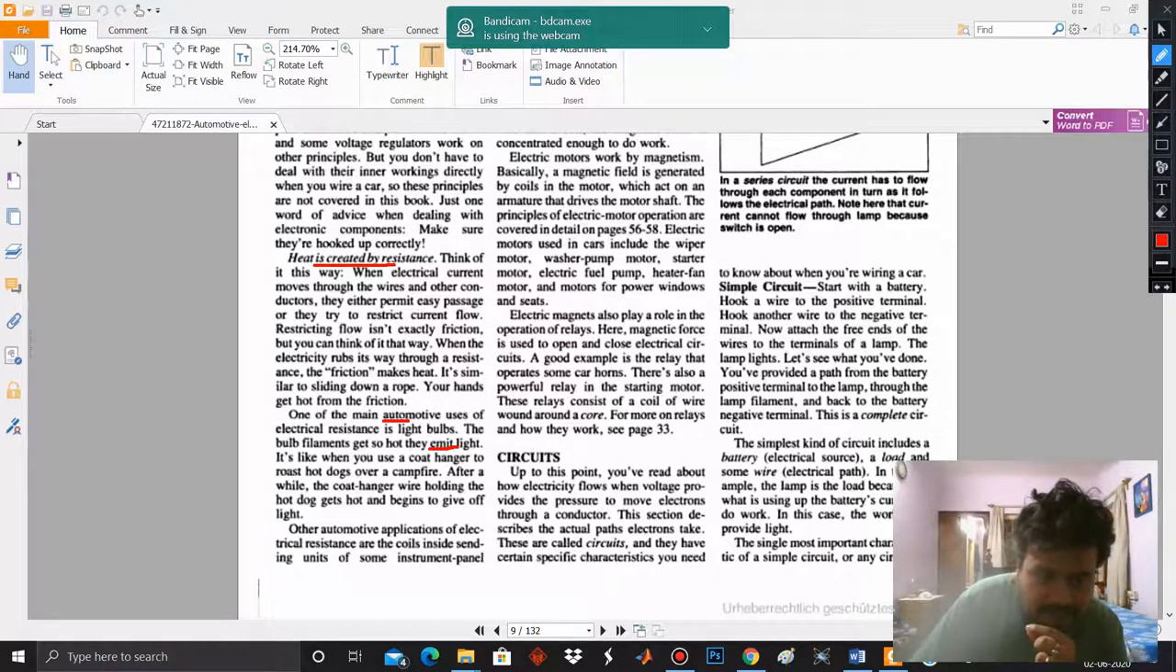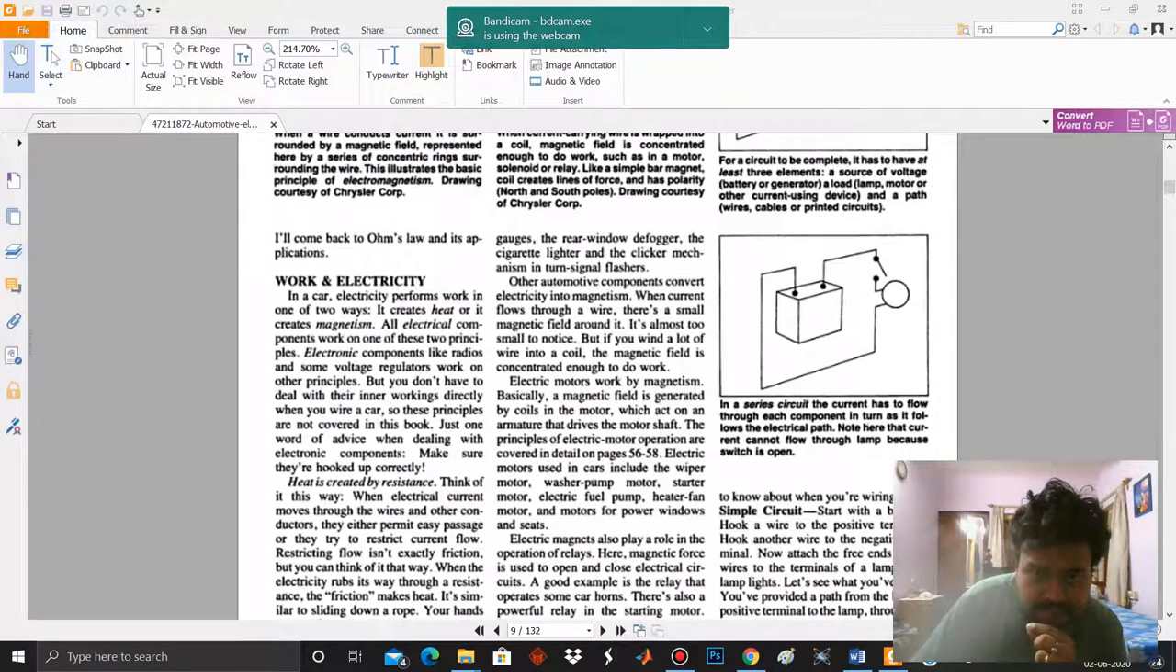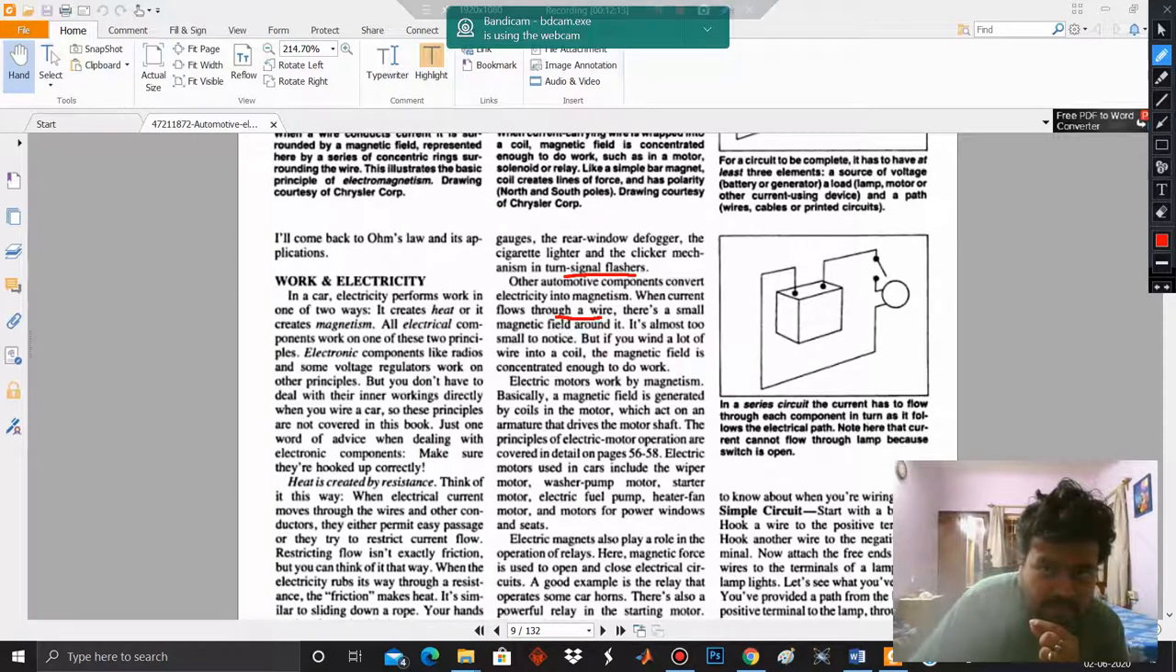Other automotive applications of electrical resistance are the coils inside the sending units of some instrument panel gauges, the rear window defogger, the cigarette lighter and the clicker mechanism in turn signal flashers. Other automotive components convert electricity into magnetism. When current flows through a wire, there is a small magnetic field around it. It's almost too small to notice. But if you wind a lot of wire into a coil, the magnetic field is concentrated enough to do the work.